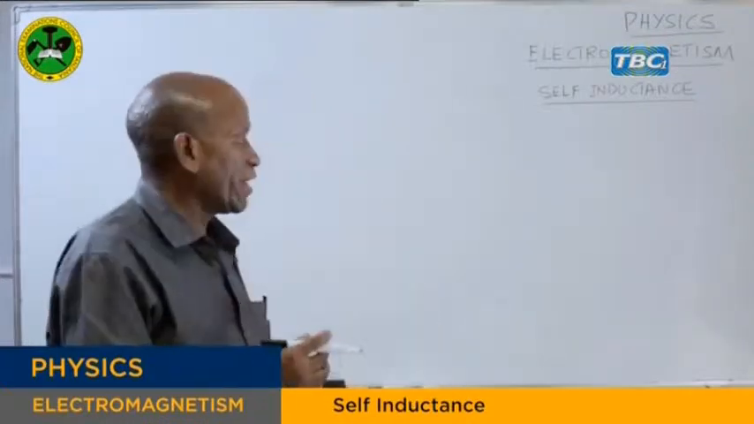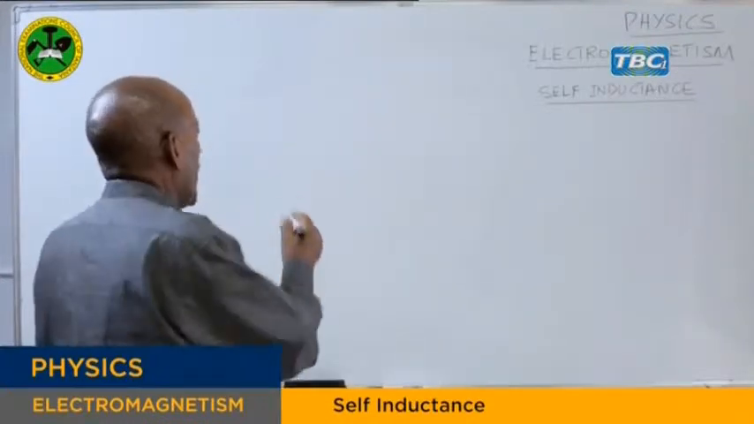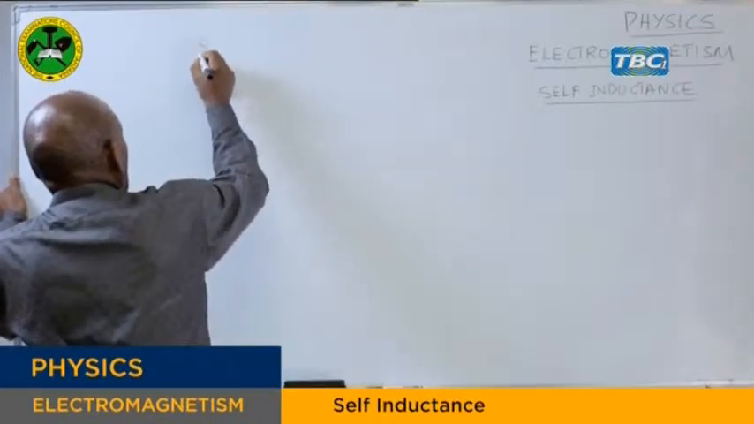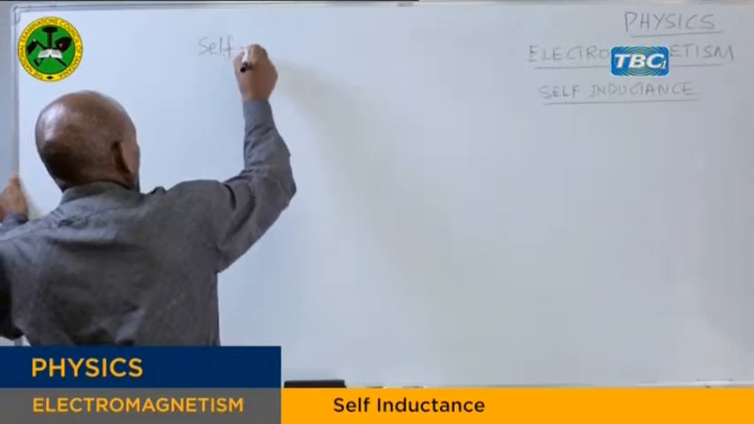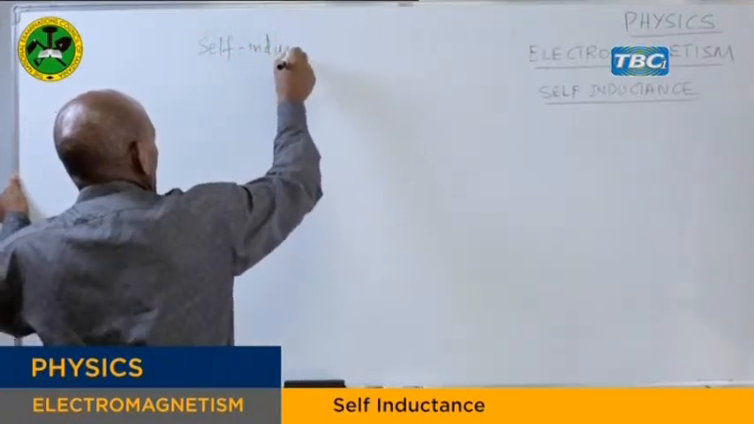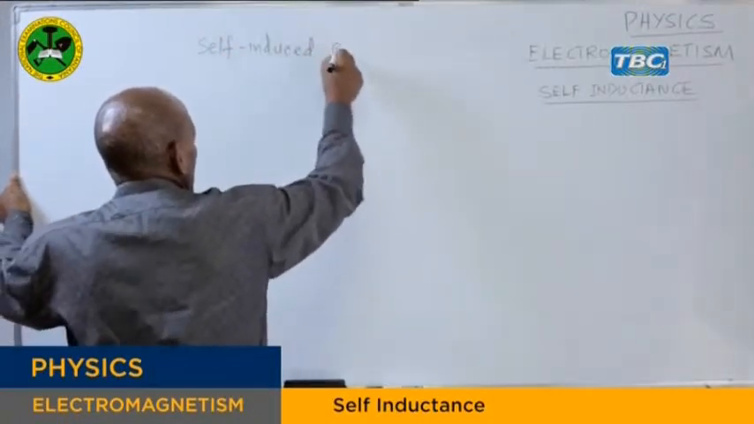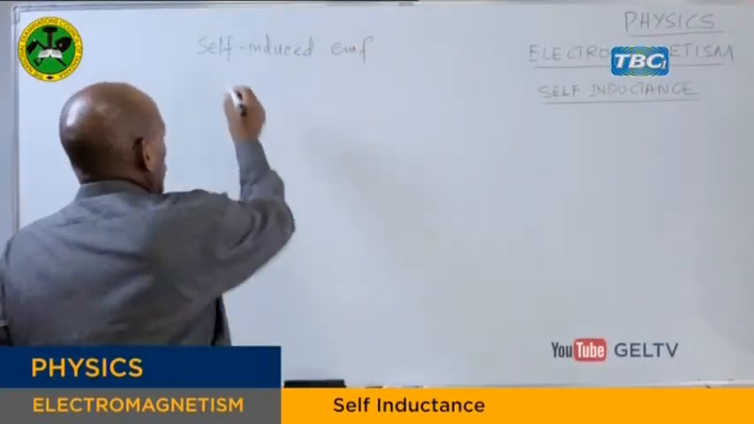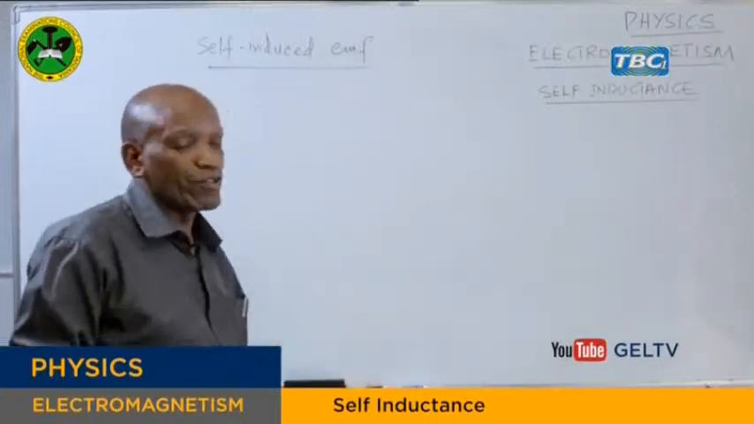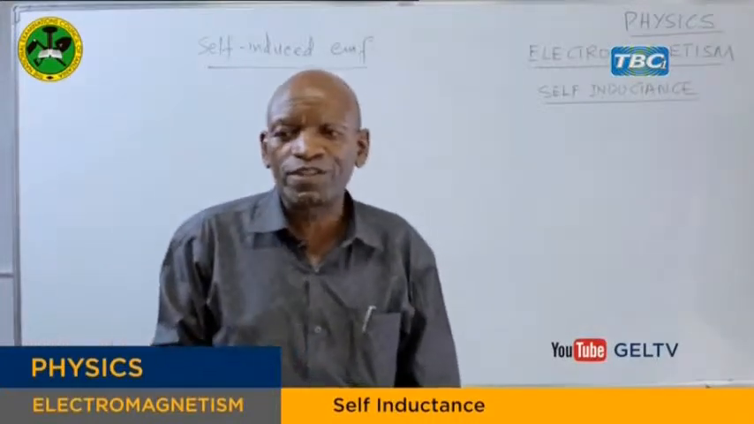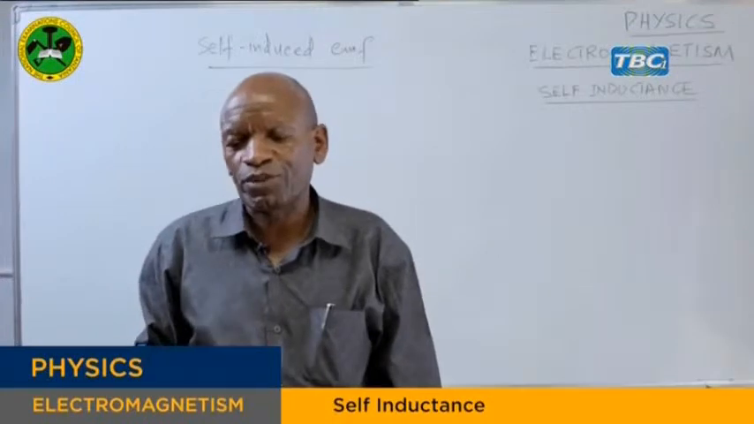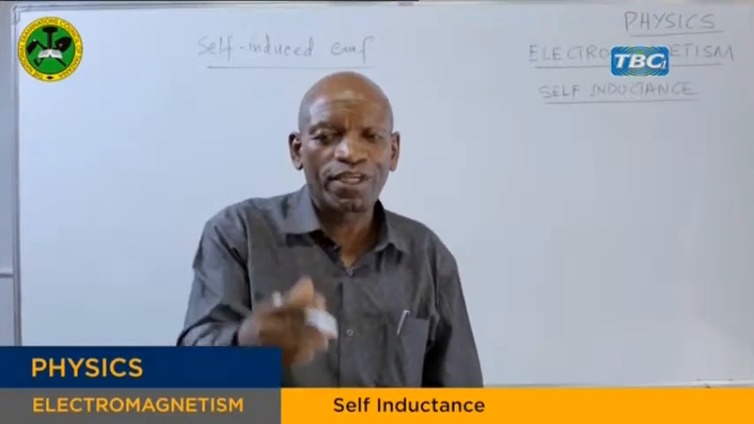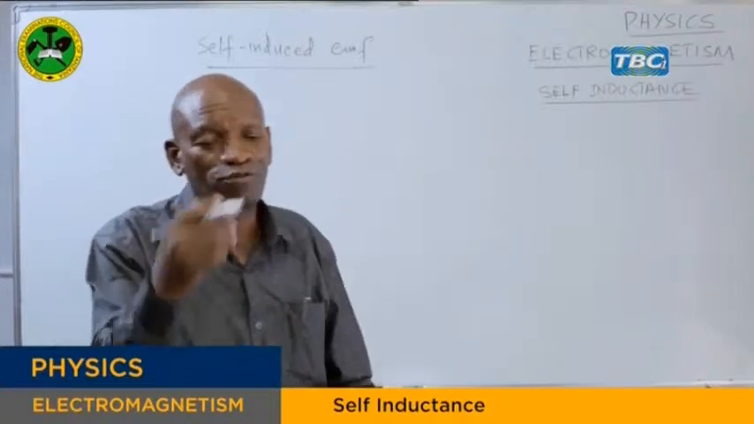So what we really need to know here is that we are talking about self-induced EMF. We are going to look at what we call the self-induced EMF. The self-induced EMF is the one which happens in that particular inductor whenever the current flowing through an inductor is made to vary.